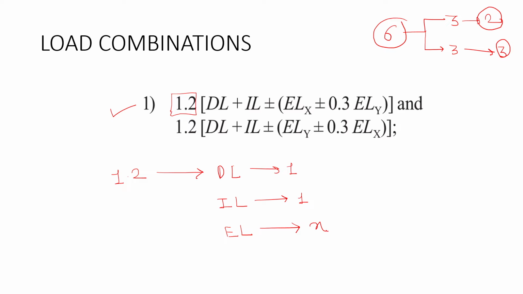The first 3 combinations are related to 2 directions, so x and y. So earthquake load in x direction you have to consider full, and 0.3 earthquake in y direction. This is how your first load combination looks: 1.2 dead load, imposed load, and earthquake load in x direction plus 0.3 earthquake load in y direction. There will be a plus or minus sign for the combination.